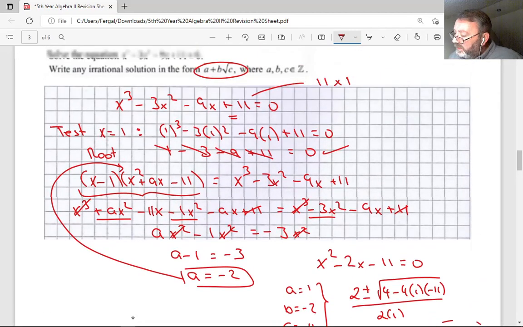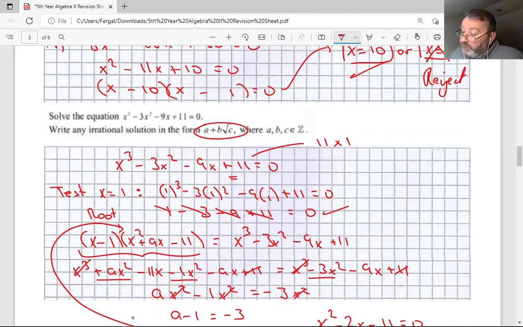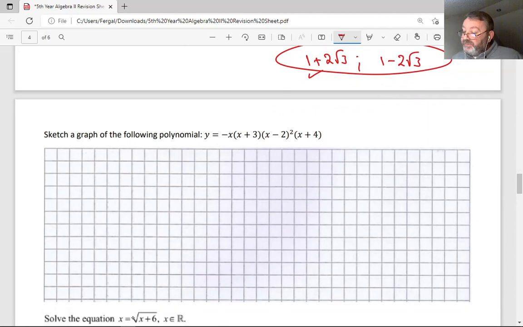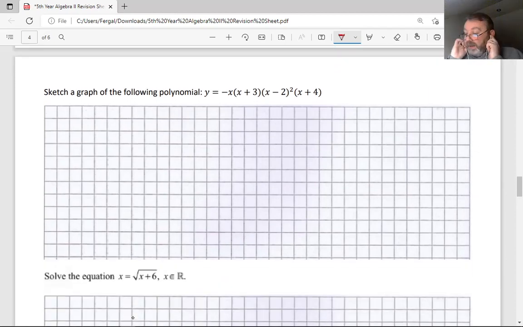Now what did they ask me in the beginning? Oh, write any irrational solution in the form of a plus b root c. So in other words, a plus b, that one. There it is. Okay. Sketch a graph of the following polynomial. Ah, okay. So sketch a graph of the following polynomial.